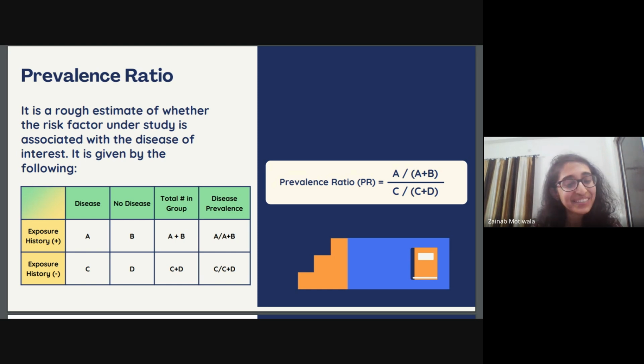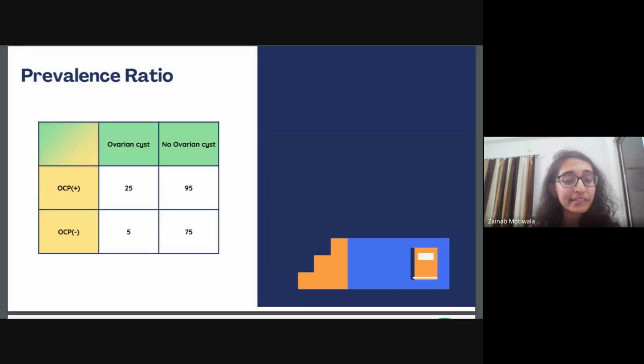Okay, it seems that everyone has been able to understand this really well. I'm really happy. Now let's just practice an example and see if we're able to apply what we've learned. So again, we're following the same example that we started. In this particular case, we found that there were 25 OCP users that developed ovarian cyst, while there were 95 OCP users that did not. At the same time, for non-OCP users, 5 women developed ovarian cyst, while 75 did not.